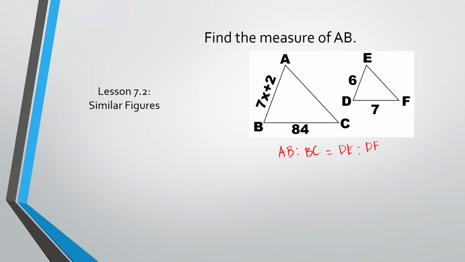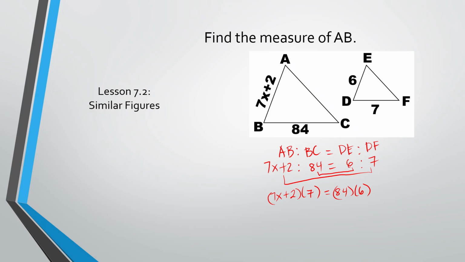Now, let's solve. So what is AB? AB is 7x plus 2, is to BC, which is 84, is equal to DE, which is 6, and DF is 7. Then multiply the means and the extremes. So therefore, 7x plus 2 times 7 is actually equal to 84 times 6.